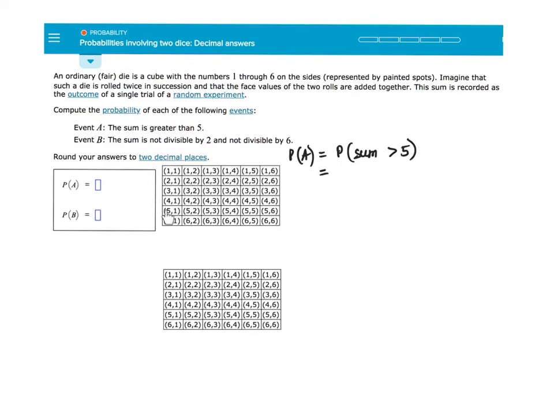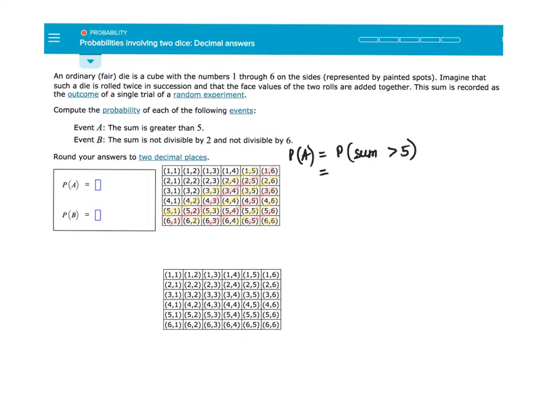I am only interested in this diagonal with 5 and 1 and 1 and 5 as my first and last entry. So I'm going to highlight that. The sum of the pairs in this diagonal is equal to 6. The next one is equal to 7. The next one is equal to 8, and then 9, and then 10, and then 11, and finally 12. All of these sums are greater than 5.